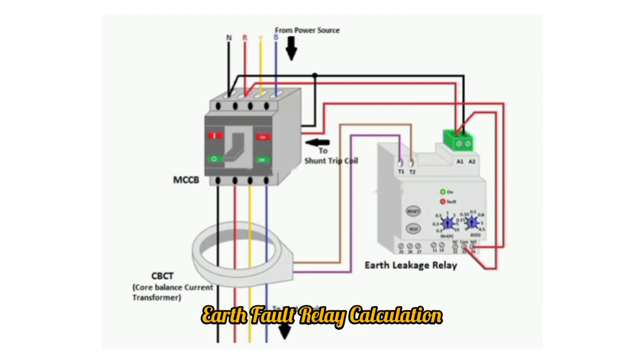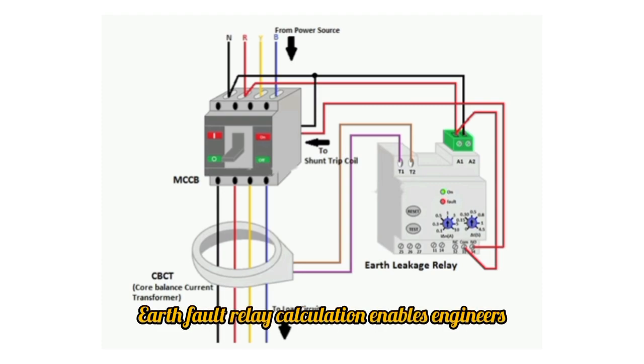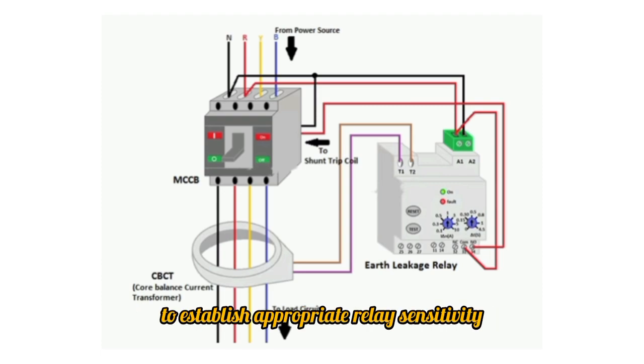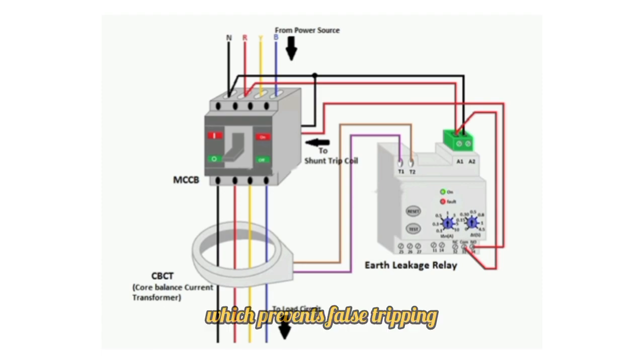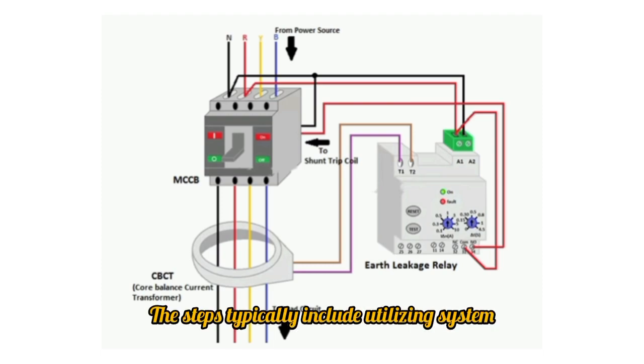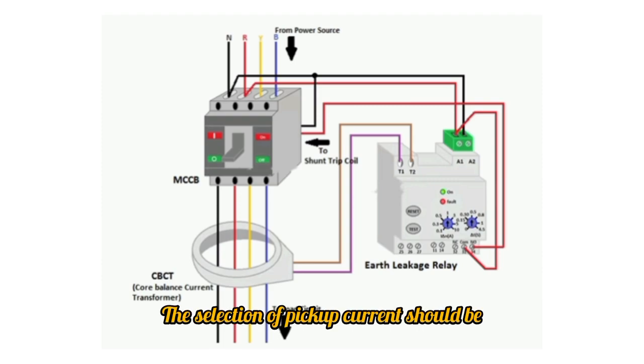Earth fault relay calculation. Earth fault relay calculation enables engineers to establish appropriate relay sensitivity, which prevents false tripping and failure to detect genuine faults. The steps typically include: utilizing system impedance values determines the calculated fault current level. The selection of pickup current should be performed between normal leakage levels and expected fault currents. The implementation requires an examination of protection coordination between the relay and other protective devices in the system.